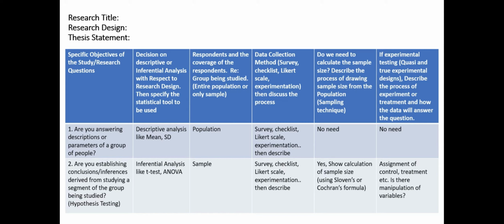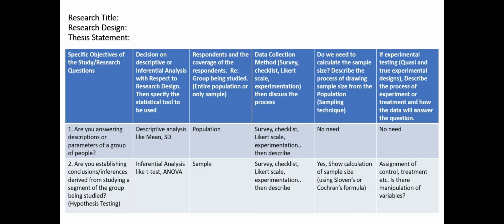The fourth column is about your data collection method, whether you will be using survey, checklist, Likert scale, or experimentation, and you need to discuss the entire process. On the next column, we have here the question: do we need to calculate the sample size? And then describe the process of drawing sample size from the population. So what sampling technique will you be using? So most probably this will include probability sampling because it's a quantitative research.